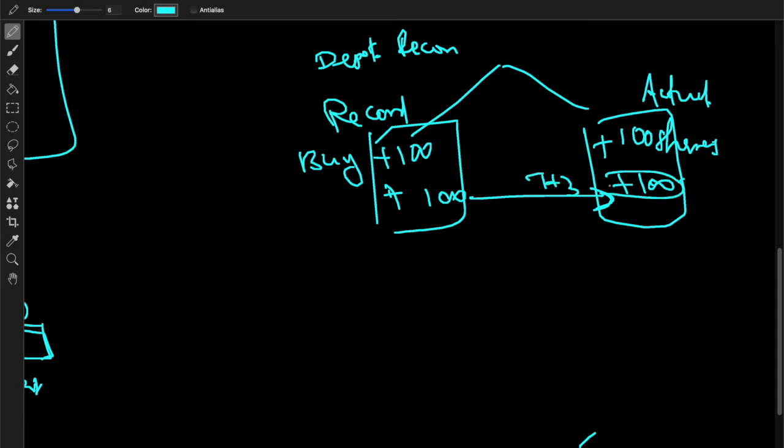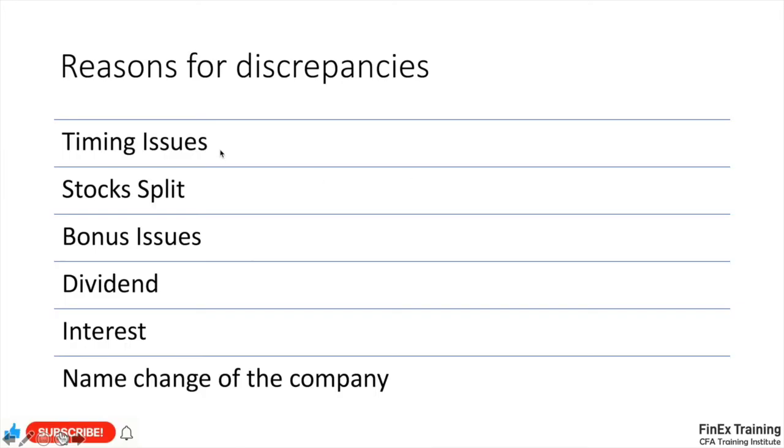But till that T plus 3 working days, this balance will not reflect in the system. So this is one reason: timing differences. Most of the discrepancies happen because of timing differences.